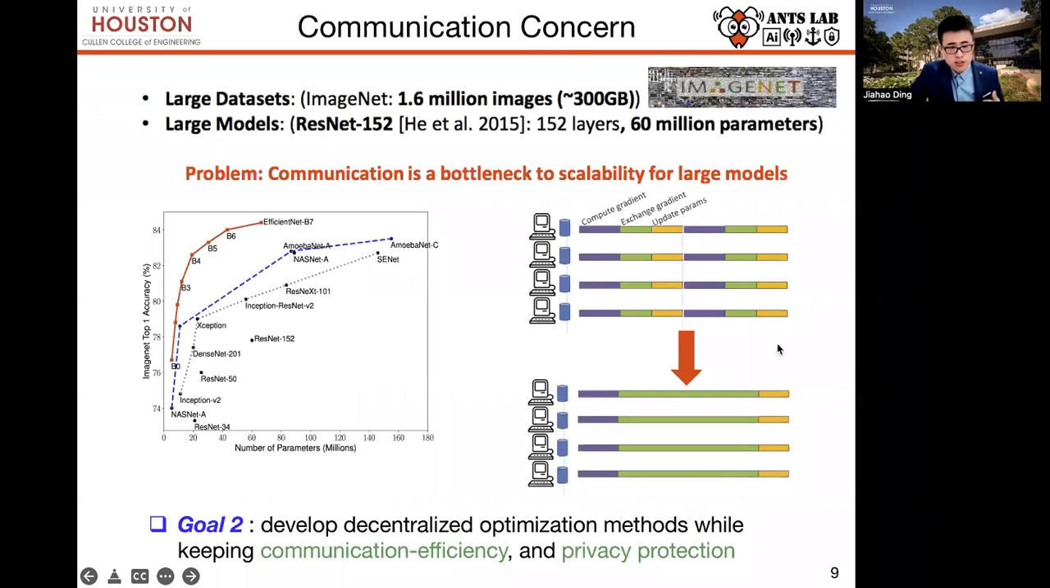Because the size of learning models increases, this is the number of parameters, and this is ImageNet top-1 accuracy, which is currently trained in large-scale distributed learning. The model exchange among the agents becomes a significant communication bottleneck. So our second goal is to develop a distributed optimization method while keeping communication efficiency and privacy protection.